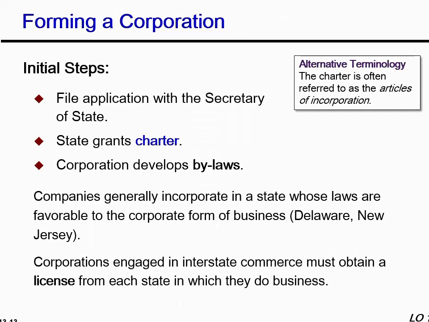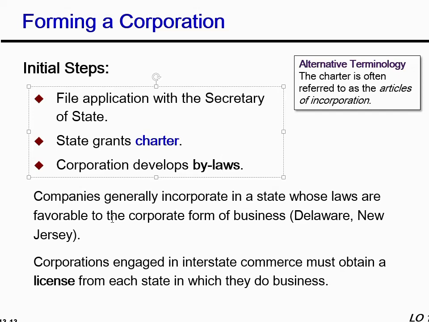So if a corporation is going to be formed, what are the steps? What are the requirements? So initial steps are, firstly, they have to file the application with the Secretary of the State. The originators or initiators will file an application that we want to form a company. This application will be reviewed by the government authority, and then if they agree, they will grant the charter. What is a charter? Charter is also known as articles of incorporation. It's a permission that you're legally allowed to run the business.